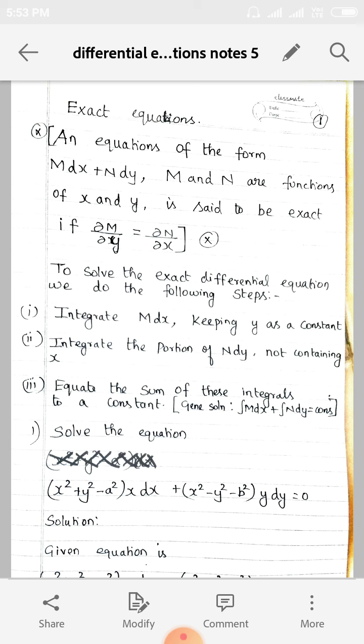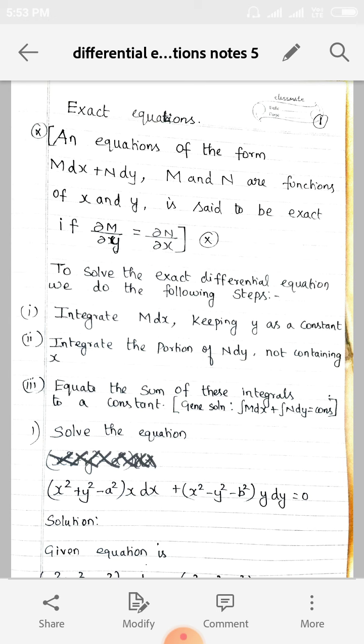Dear students, today we are going to see the new chapter, Exact Equation. First, let us see the definition. An equation of the form M dx plus N dy, where M and N are functions of x and y, is said to be exact if ∂M/∂y is equal to ∂N/∂x. This is the definition for the exact equation.